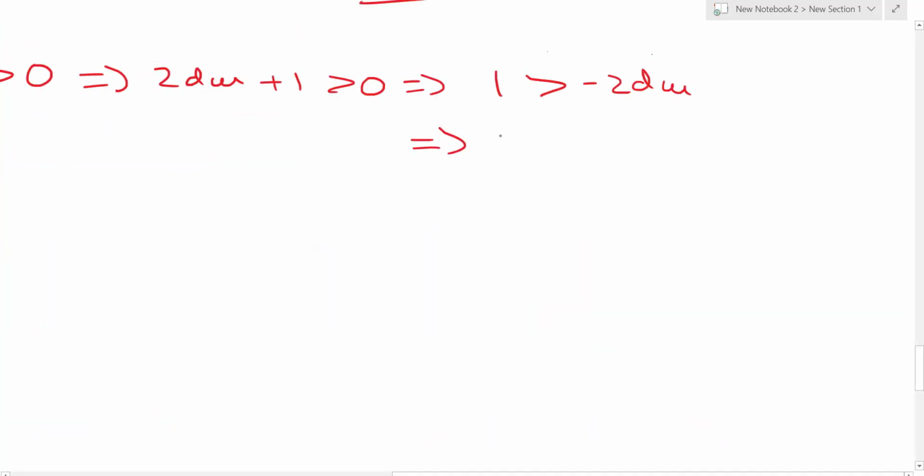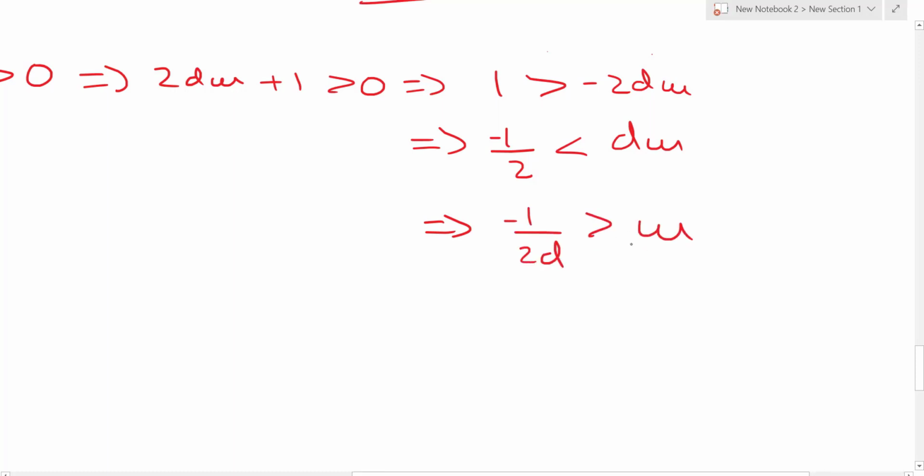So this would imply that minus half is less than dw. Now you know d is a negative quantity. I divided by minus 2 on both sides, so the sign changed. Now d is also a negative quantity, so if I take it to the other side, the sign will change again. So it would mean that minus 1 upon 2d is greater than w.